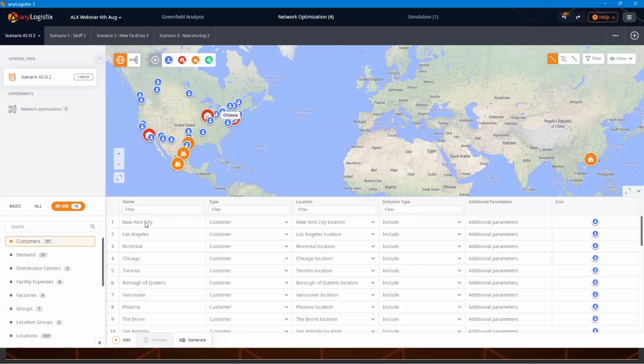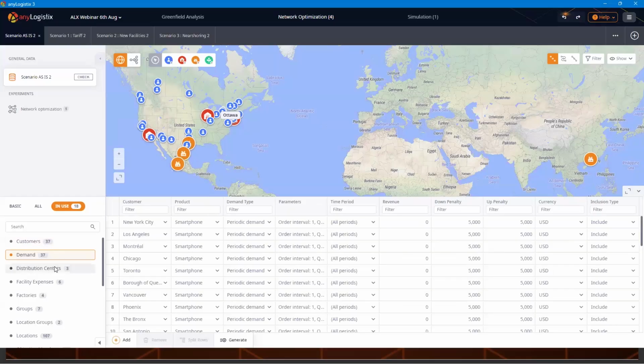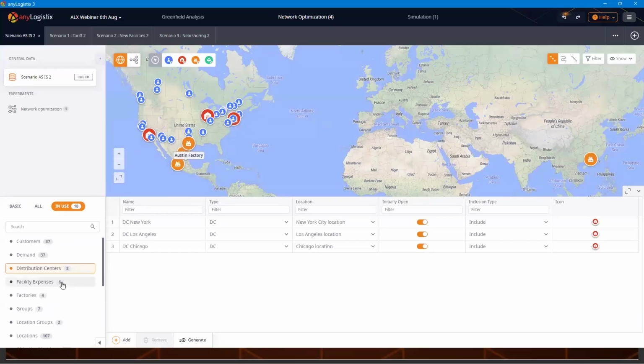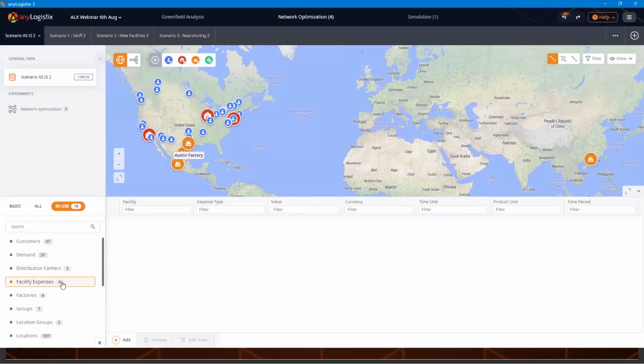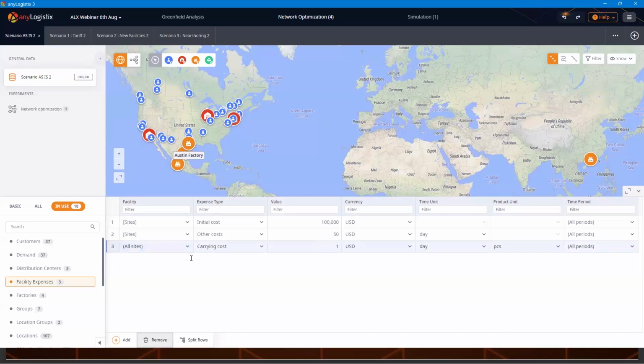So we have the customer, so you can define the customer name and their locations. We have the demand from 37 customers. We have the three DCs, which are these red dots, which are in USA only. Then we have the different facility expenses. In this case, I will remove that because this is the as-is case scenario where we are not opening anything.